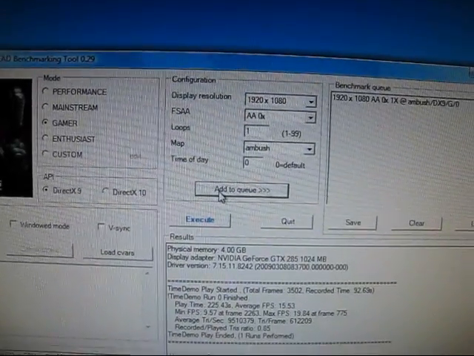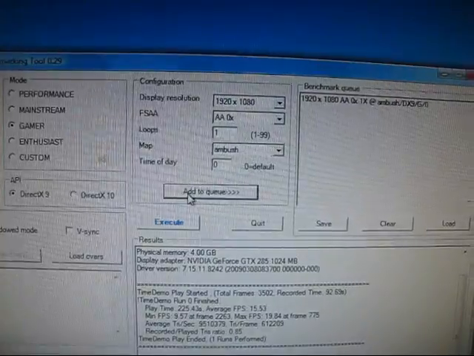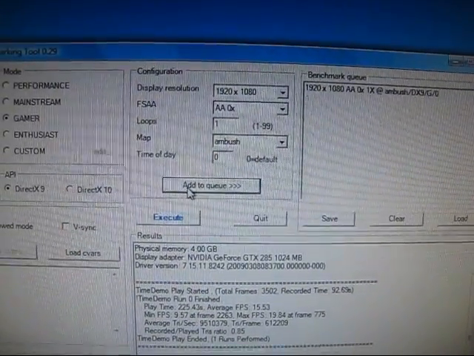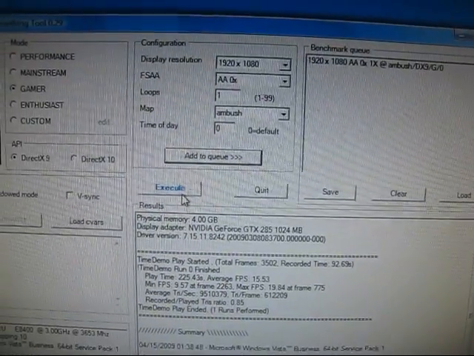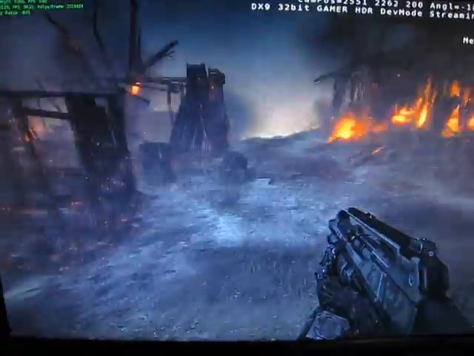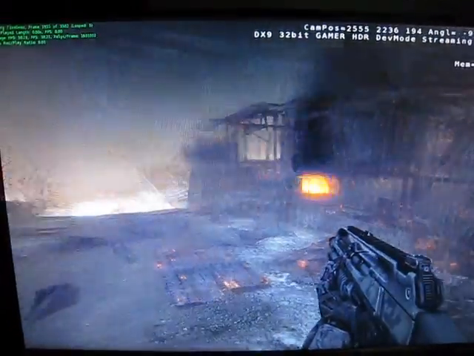Okay, this is the second test. We test at the gamer level. We set the FSAA to 0 and we use DirectX 9 mode. So let us take a look and try running it now. Okay, here's the second test. As you can see, it's now much faster.